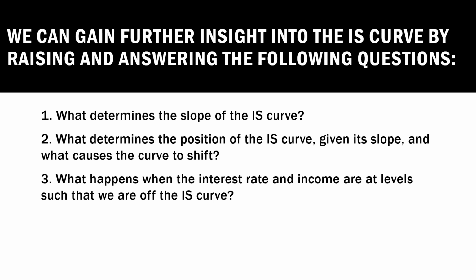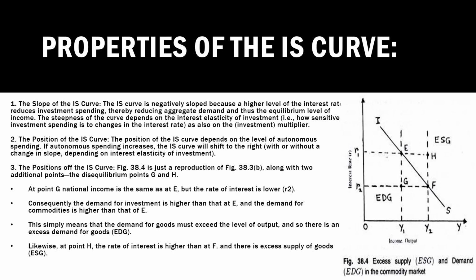And also we can ask what happens when the interest rate and income are at different levels such that we are off the IS curve. For that we have to understand the properties of the IS curve. What are the properties of the IS curve? First of all, with respect to the slope, the IS curve is actually a negatively sloped curve.